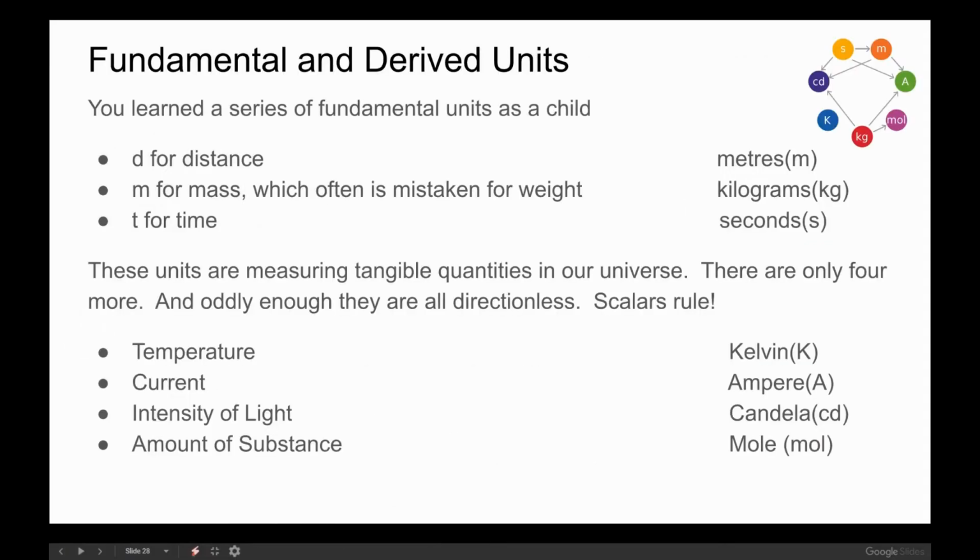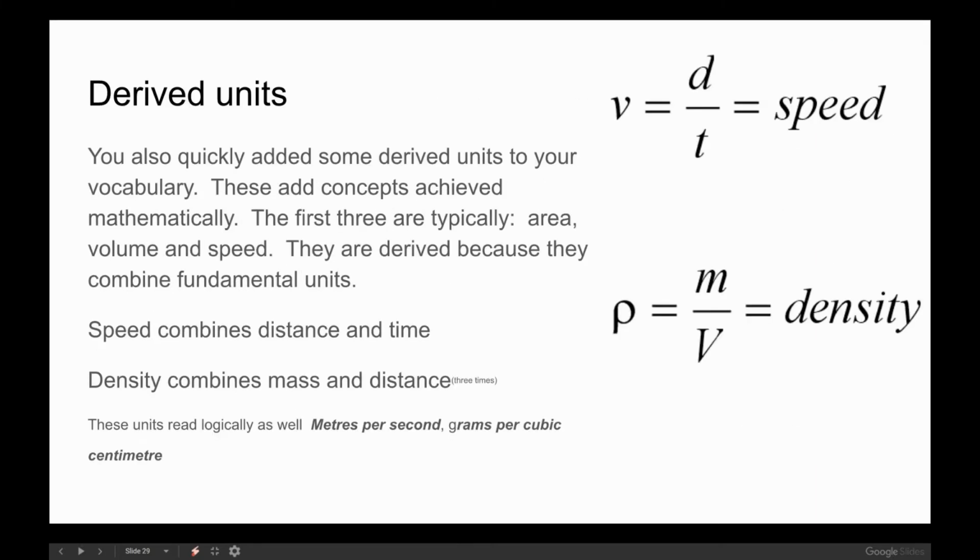Let's look at our fundamental versus derived units. You've already known D is for distance, M is for mass, T is for time: meters, kilograms, and seconds. There are others that are tangible quantities in our universe. We're all aware of distance, mass, and time, temperature, intensity of light, electric current. If you got a shock, the amount of substance will be done in chemistry, and it's called a mole. The purpose of a mole is it allows you to turn cups of sugar to an actual number of sugar molecules. You've learned a few derived units.